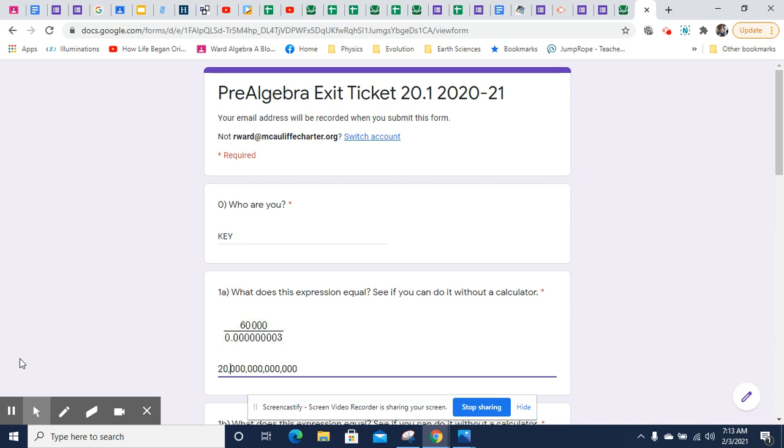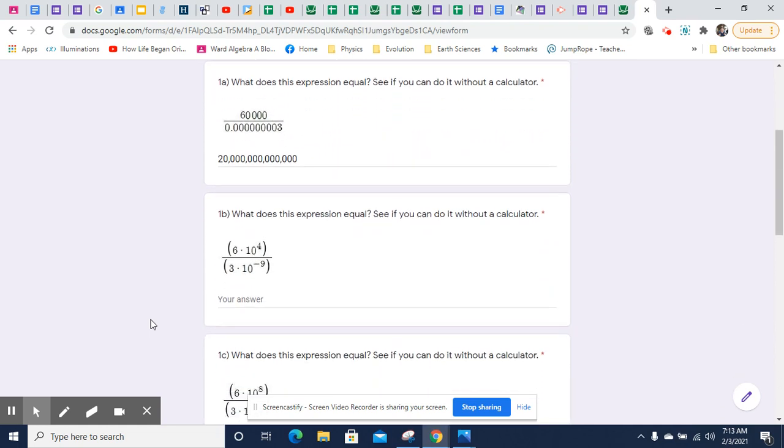Okay, that is 20 trillion, thousand, million, billion, trillion. And that is 2 followed by 13 zeros. Cool. Well, what about this expression? Can we do it without a calculator? Well, we can. And here's the trick.